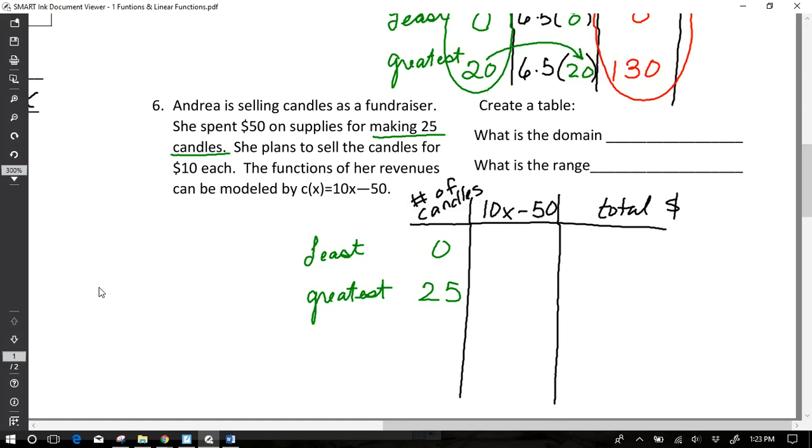Now we're going to see how much money she could earn off of that. So fill in this and then input your domain. Fill in this and input your domain. So I'm going to give you just a minute to simplify those. Pause the video and go ahead and do that.